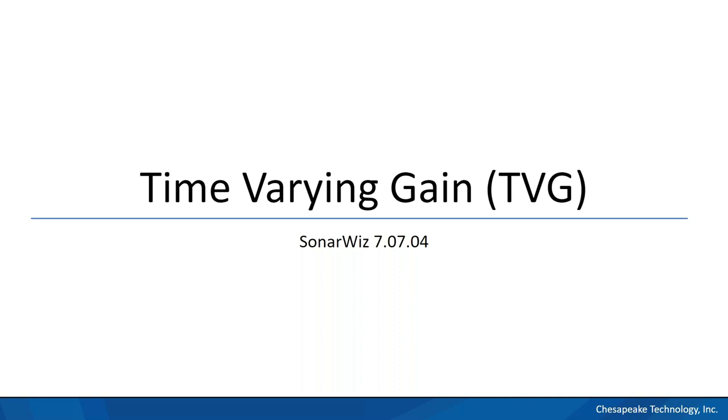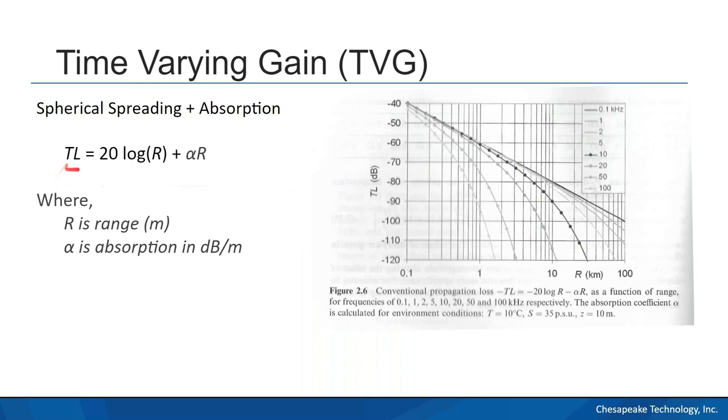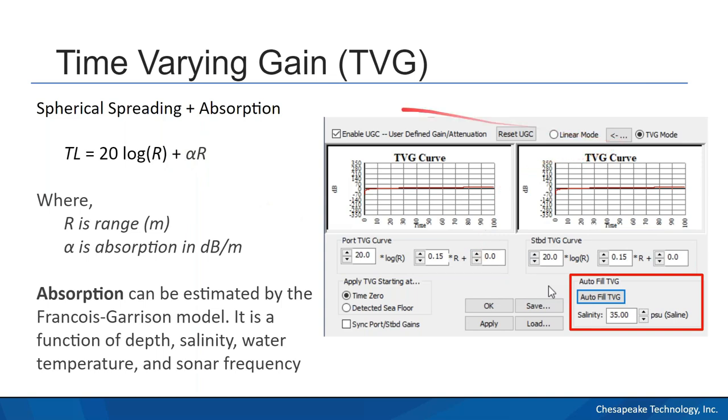So let's start with time-varying gain. Again, we've already seen this slide, but time-varying gain can be represented by transmission loss, which is a function of spherical spreading, which is 20 log times the radius, plus an absorption times the radius. And the way SonarWiz represents this is in our user gain control TVG mode. So here you've got your two plots of your gain. It's decibels here on the left-hand side on the vertical axis, and then time on the right-hand side, and this is in milliseconds. And here's the exact formula right here.